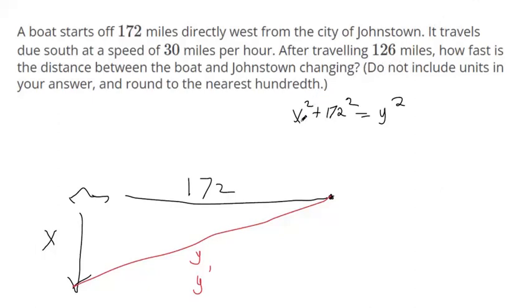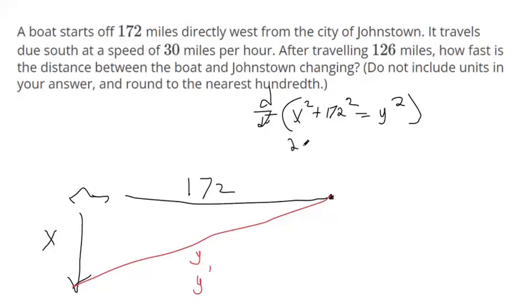But we know that all of them depend on time. We just don't know what x equals in terms of t. We don't know what y equals in terms of t. So let's take a derivative of this whole thing with respect to t. So we need implicit differentiation, right?